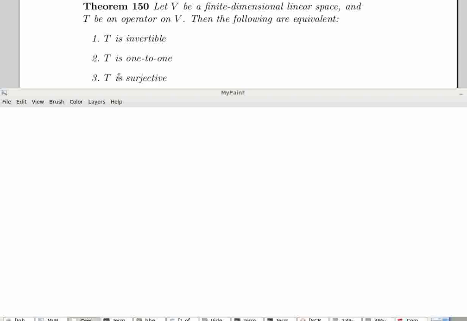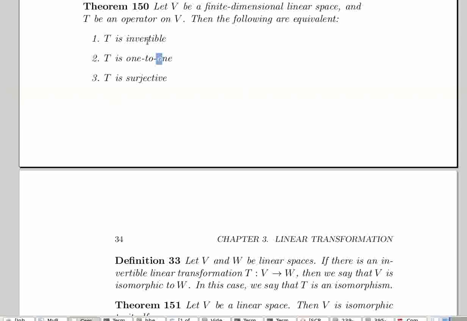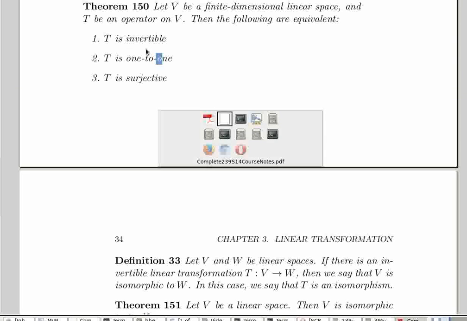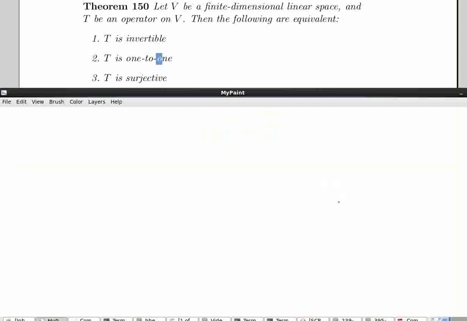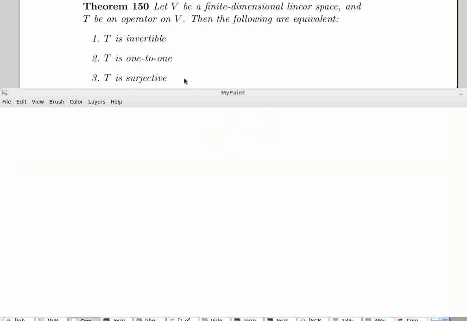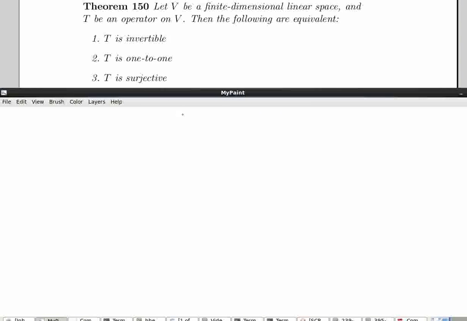What this means is that if you know that it's invertible, you automatically get 1-1 and onto for free. Surjective is the same as onto. And we already knew that. But if you have 1-1, you also automatically get invertible and surjective, or onto, for free. And if it's onto, you get 1-1 and invertible for free. So this actually says a bit more than what we've seen before.